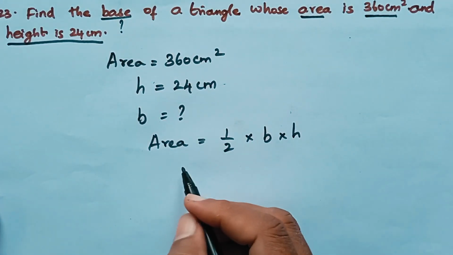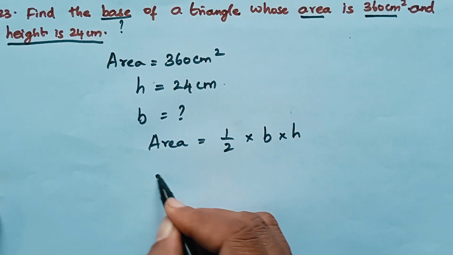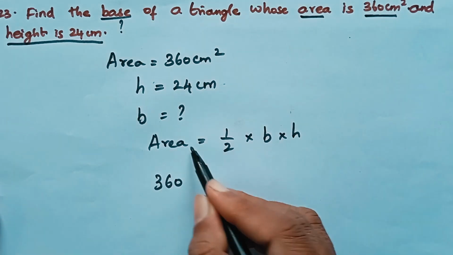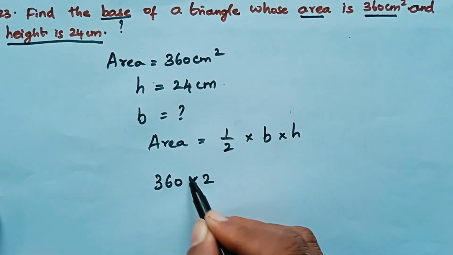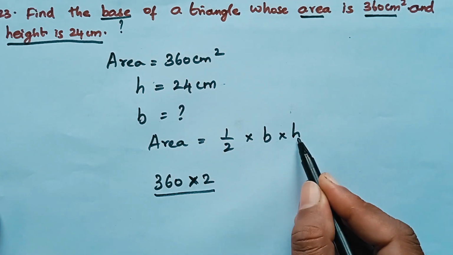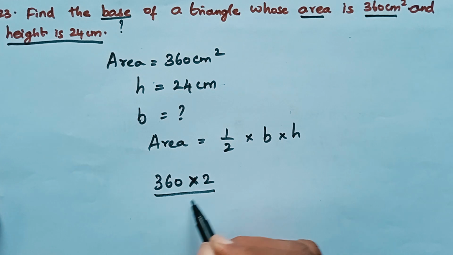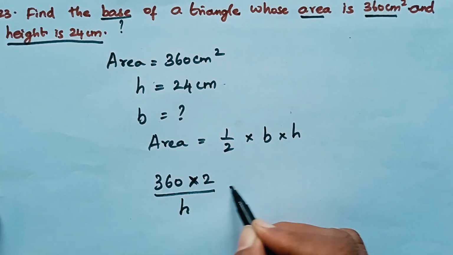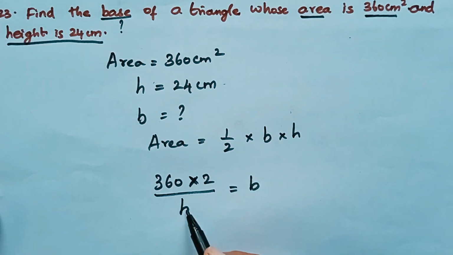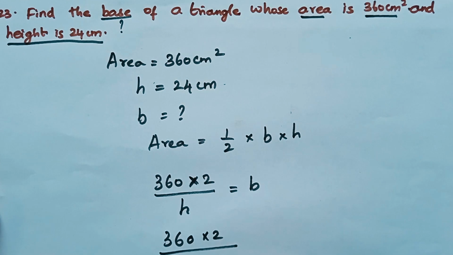Here the given area is 360. This 2 goes to the other side as into 2, divided by h. This h goes to the other side, it comes down. So b is equal to 360 into 2 divided by, substituting for h, 24.